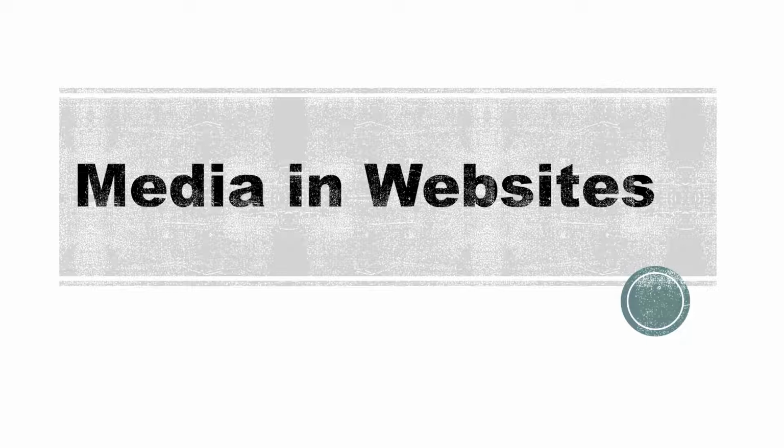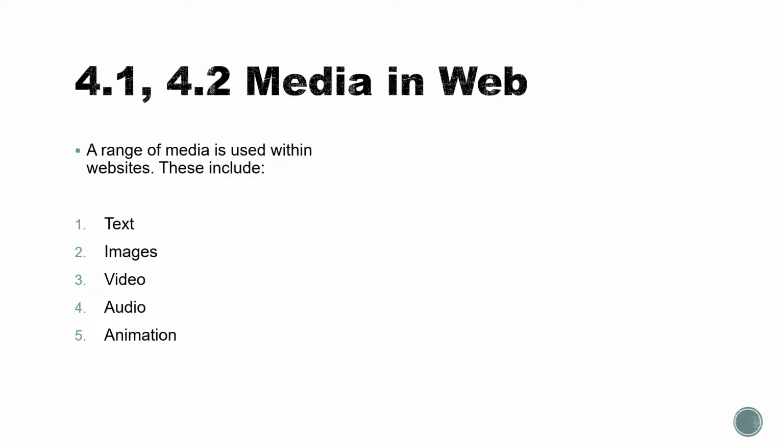So you will actually need to think of specific examples rather than just go, oh, it's used for displaying information very quickly, for example. Okay, so let's move on and get started. The different types of media that we're going to look at are text, images, video, audio, and animation.